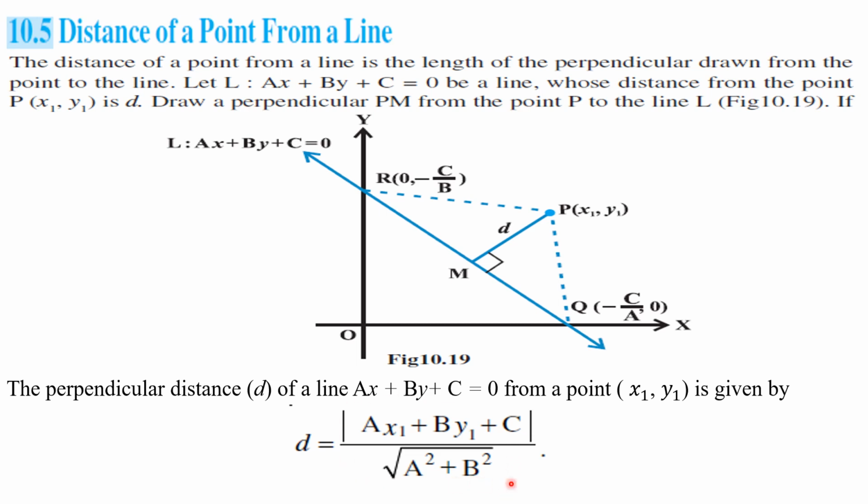Okay, my children. Derivation of this formula is not needed. So we are using this formula directly in the exercise. Please remember this formula well. Please memorize this formula well. Distance of a point from a line is modulus of ax1 plus by1 plus c by root of a square plus b square. Okay, my children.